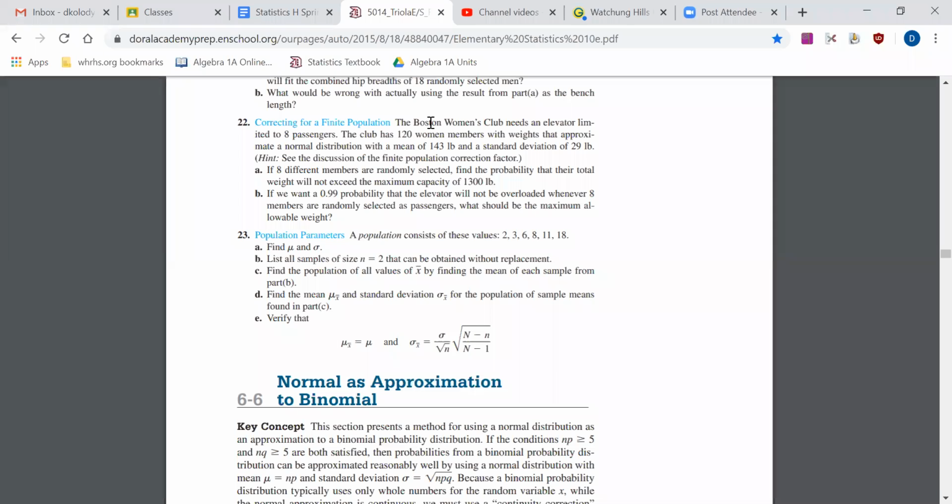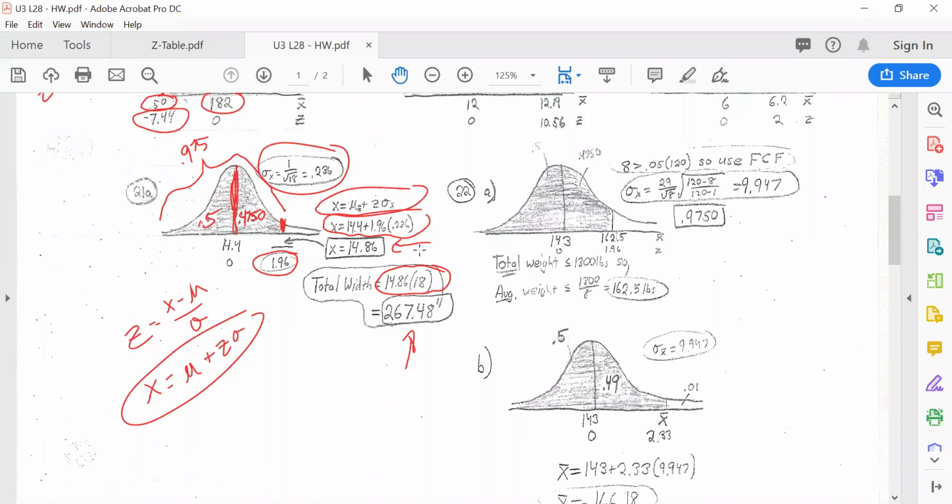The unique thing is that this is a finite population, 120 members, and we're sampling without replacement, because once a woman is on the elevator, she can't get on the elevator again. So because of that particular situation, I had to do the finite correction factor test. I had to see if little n was greater than 5% of capital N. In other words, is 8 women greater than 5% of 120? The answer is yes. It is. So we're using the finite correction factor.